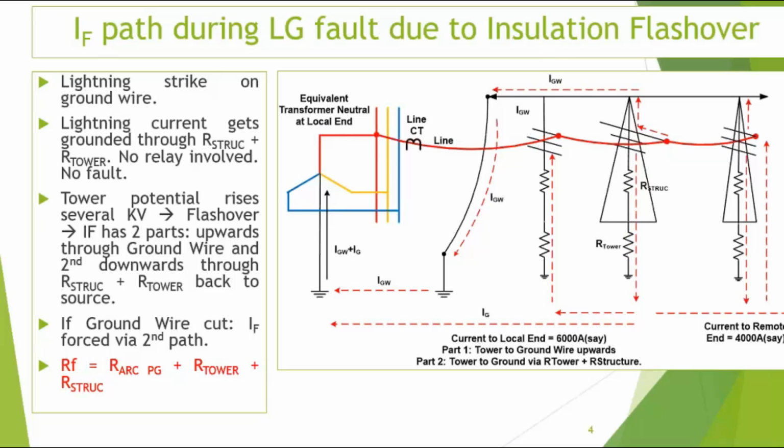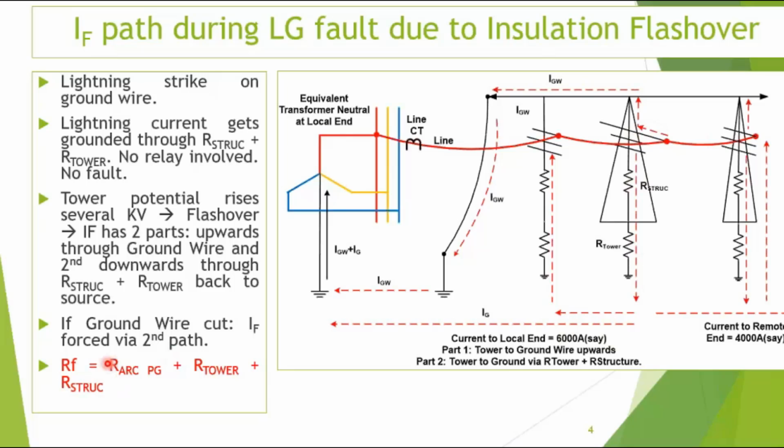So in insulation flashover also, there can be an arc. This is the arc path, from the conductor to the body. This is covered by the arc. Then the tower footing, and any structural resistance if it is there. So these are the things involved in the insulation flashover kind of fault.